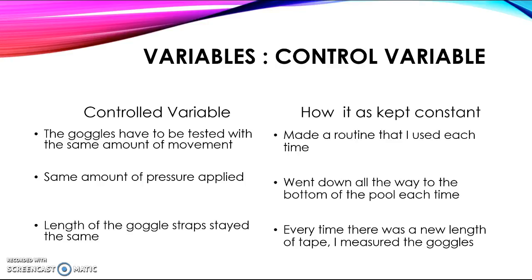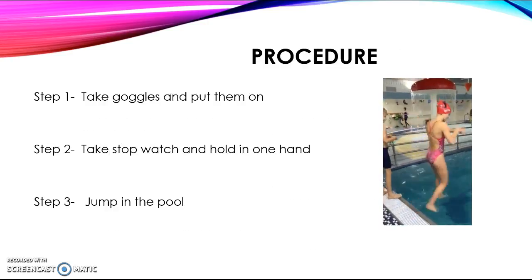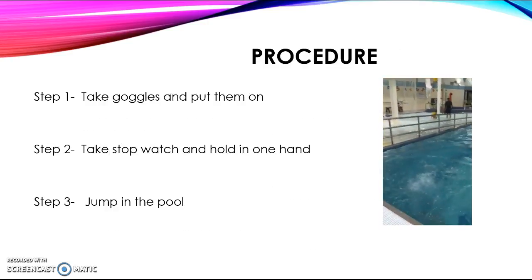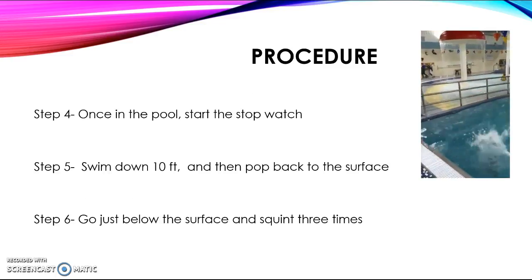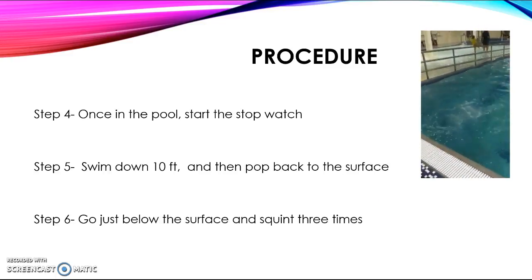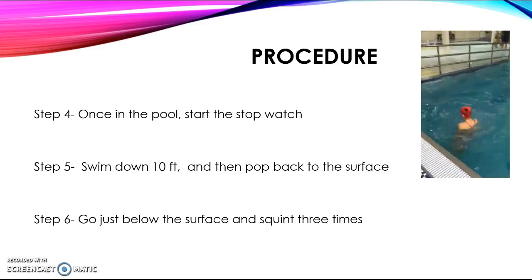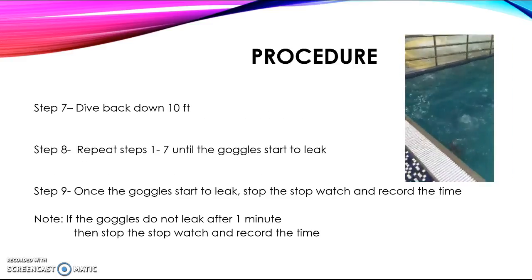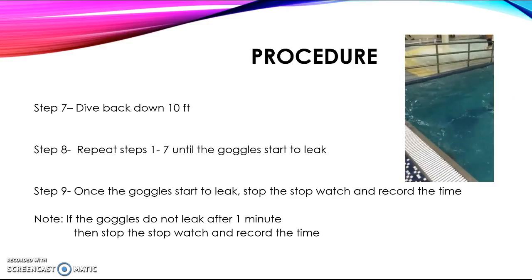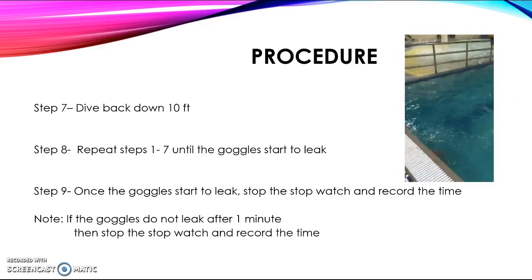I followed a routine and dived to a certain depth in the pool. Procedure. Steps 1 through 3, I wore goggles and jumped in the pool. During steps 4 through 6, I started the stopwatch, dived 10 feet, squinted 3 times, and came up to the surface. During steps 7 through 9, I repeated steps 1 through 7 until goggles leaked. Time was recorded. Steps 1 through 9 I repeated for a max of 1 minute unless leakage occurred sooner.